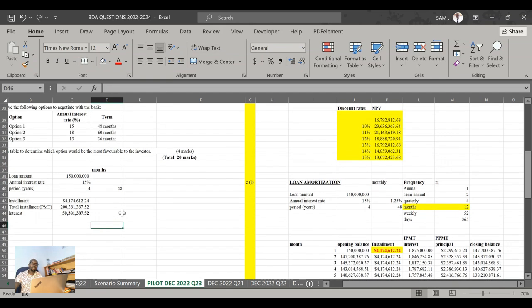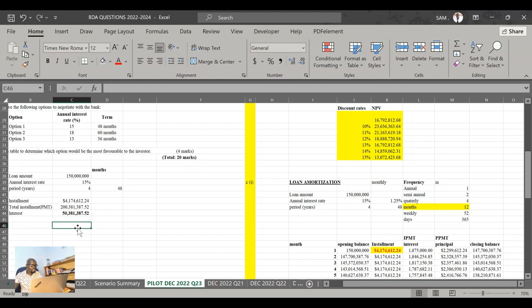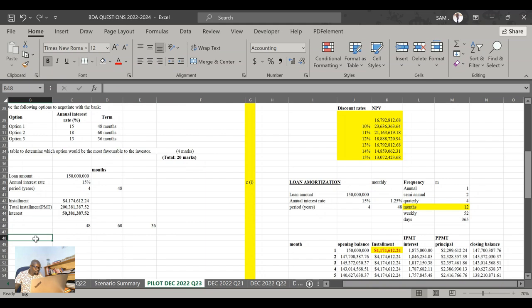So let's bring them. One variable will be along the row and the other variable will be on the column. I want us to bring the loan term as 48 months along the row, then 60 months, then 36 months. Now, option one tells us that if you decide to go with option one, you'll repay the loan in 48 months, but the annual interest rate will be 15%. So I will put 15% there.